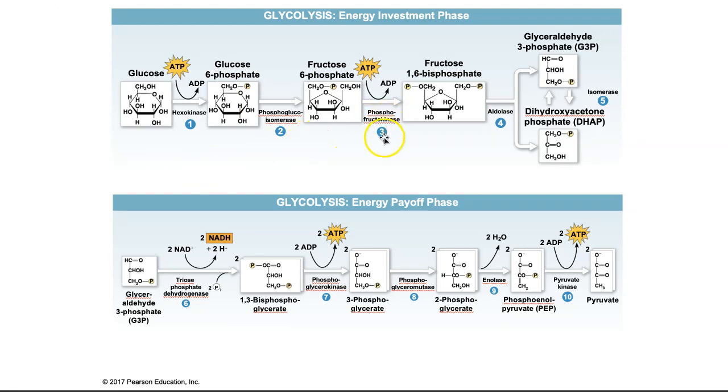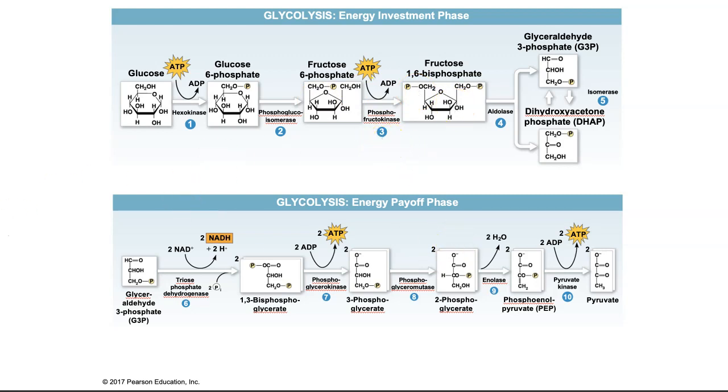Boom, right here. Third step, phosphofructokinase. So this enzyme is taking ATP, and this is substrate level phosphorylation. We are phosphorylating this molecule here to create fructose 1,6-bisphosphate. Bi means 2, so there's 2 phosphates on here. So this enzyme is a major regulation point. It starts or stops this process, right?